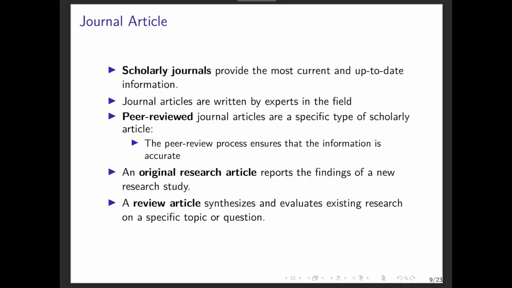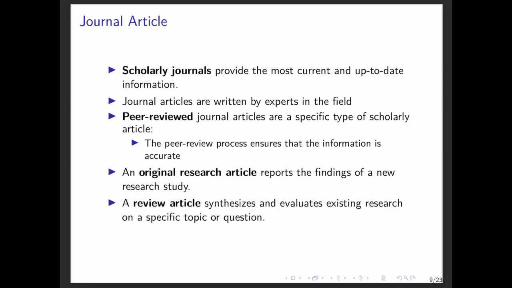Scholarly journals provide the most current and up-to-date information. Journal articles are written by experts in the field, using formal academic language. Peer-reviewed journal articles are a special type of scholarly work. The peer review process ensures that information is accurate, supported by validated research, and free from major bias or flaws.